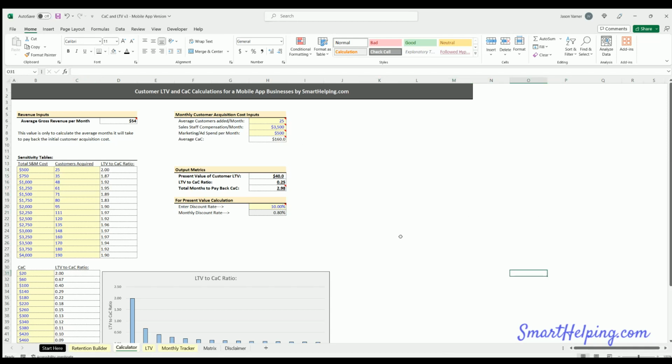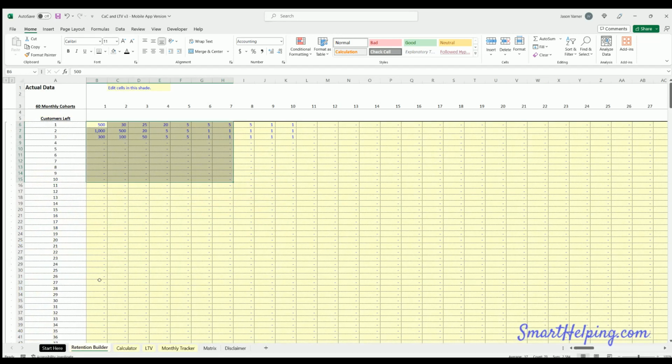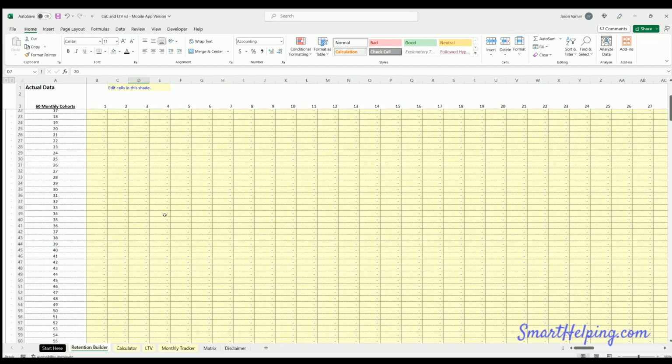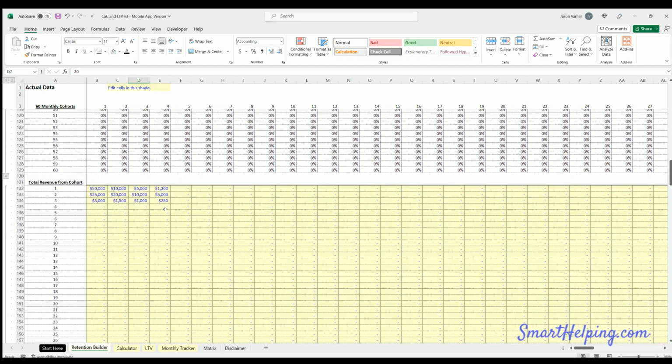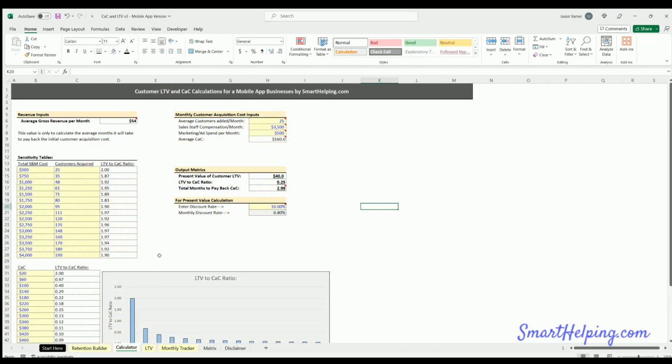But yeah, if you're running a mobile app, these are the things you need to be thinking about for what the customer is worth over time, what you're spending to acquire the customer, and you need data to do this. So you're going to have to start spending money on ads, acquiring customers, and figuring out what those customers are worth to you over time. Okay, so that's the mobile app version.